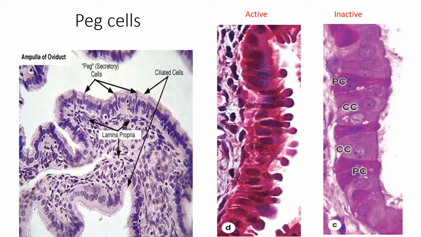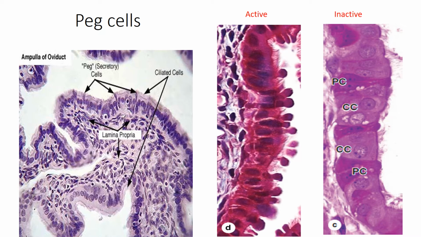So, here on the left is again shown in the lower resolution, and you can see how this simple columnar epithelium is not uniform. It is made of two types of cells. Some of the cells bear cilia on their apical surface, and there is another type of cells which is again simple columnar type, but they don't have any cilia. They are non-ciliated, but they have secretion. They are secretory cells.